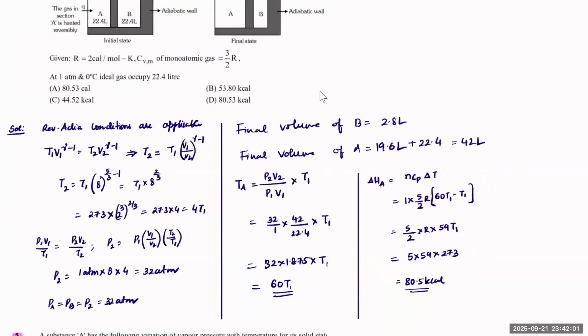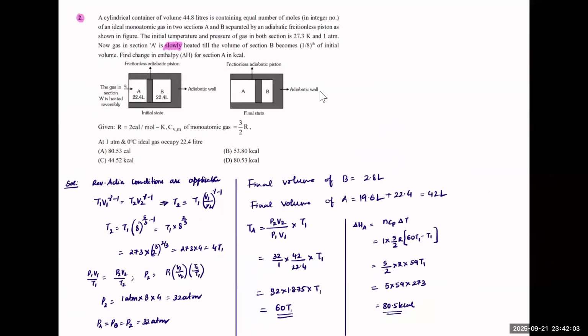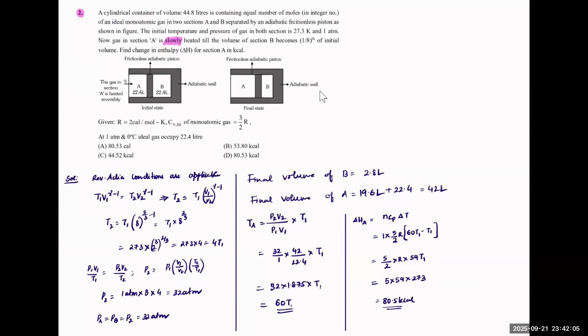Done. Please check, everybody. It's a good question, and a very similar question was asked in JEE Advanced just 2 years ago. So please check it out. Try to understand the method in which you have to approach it.